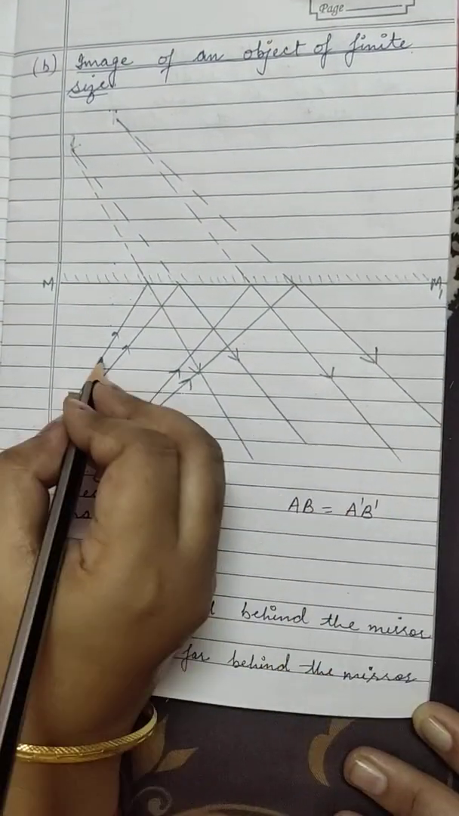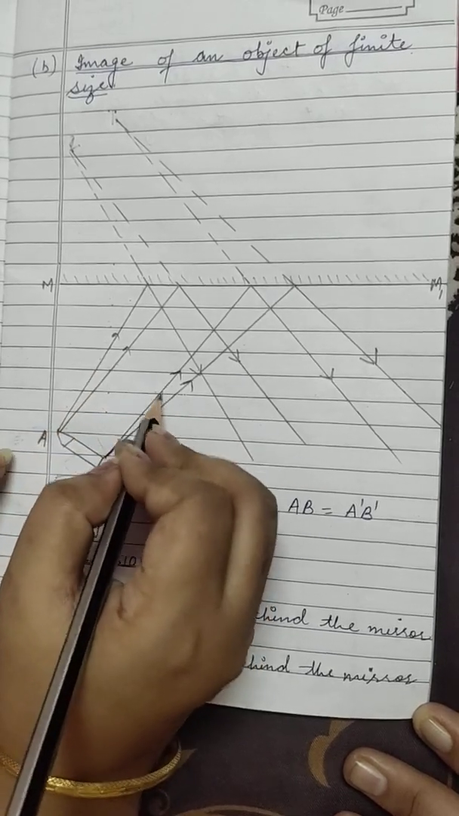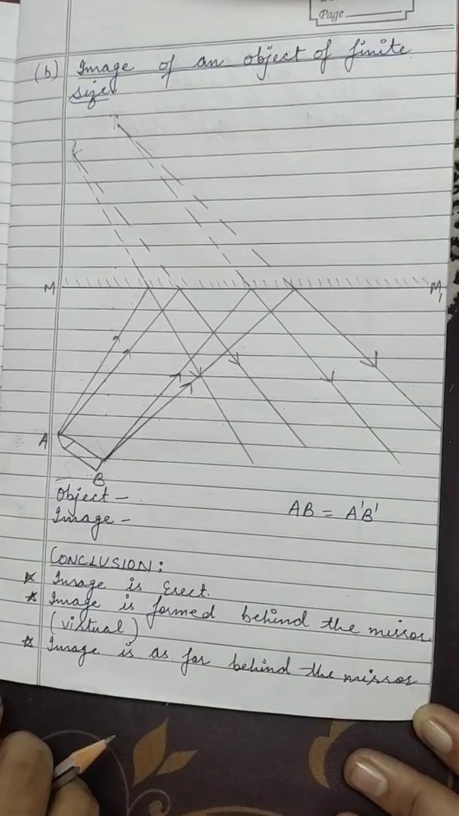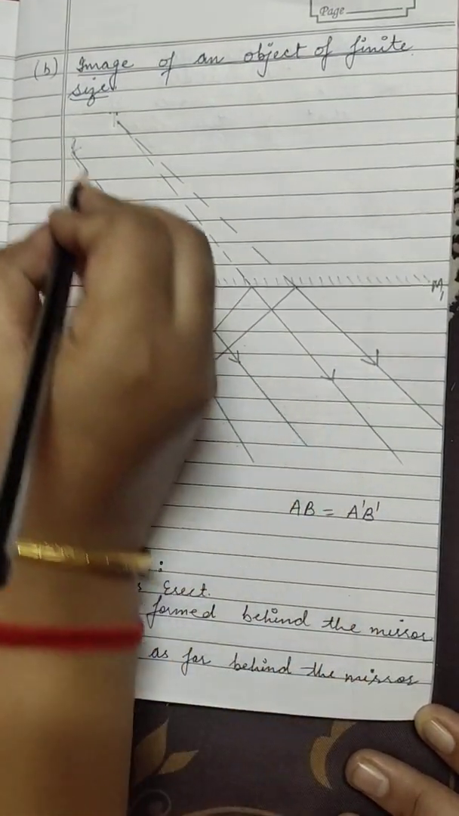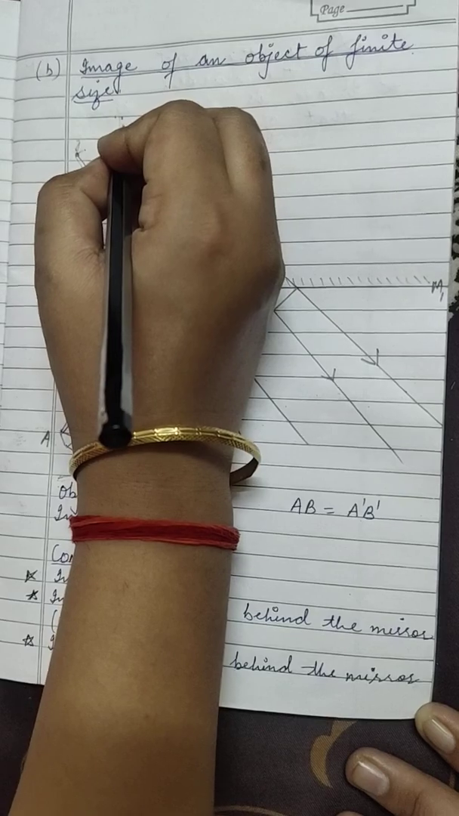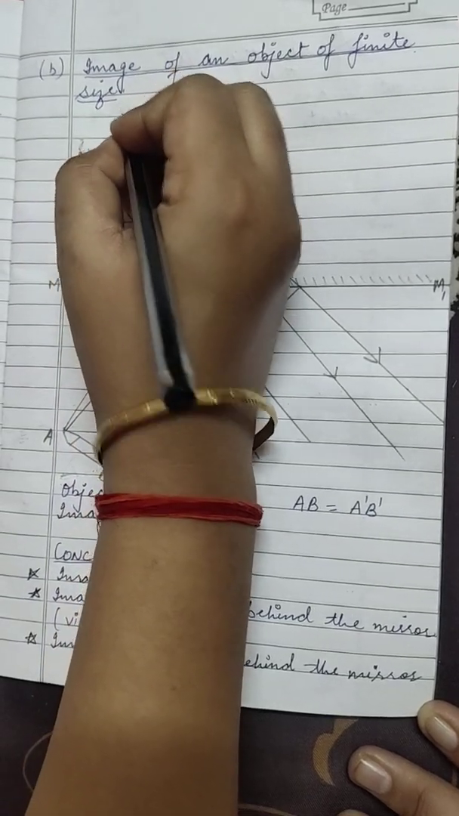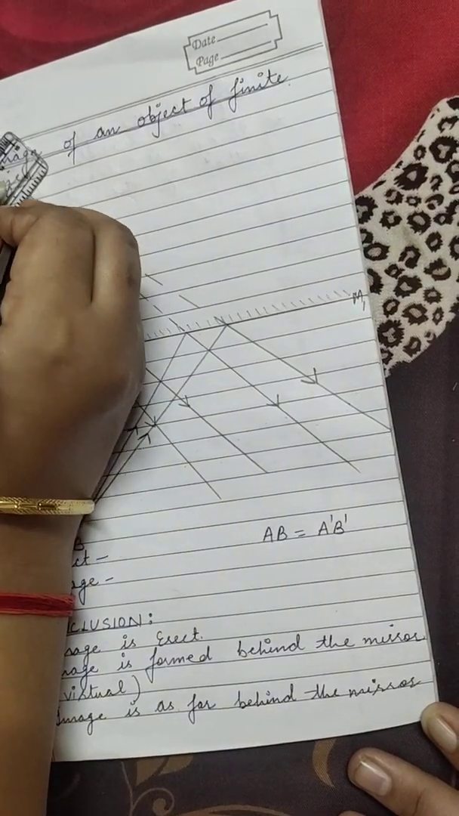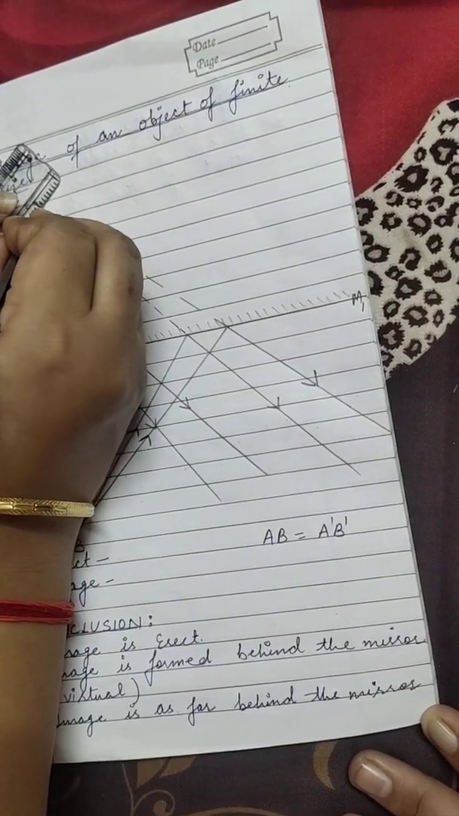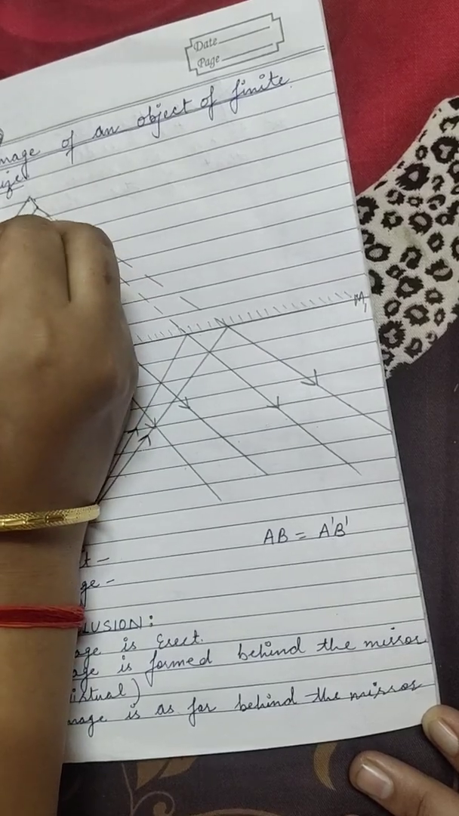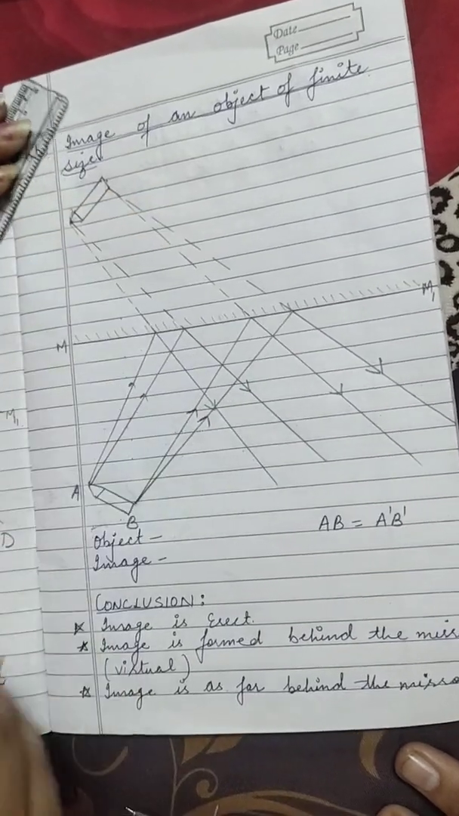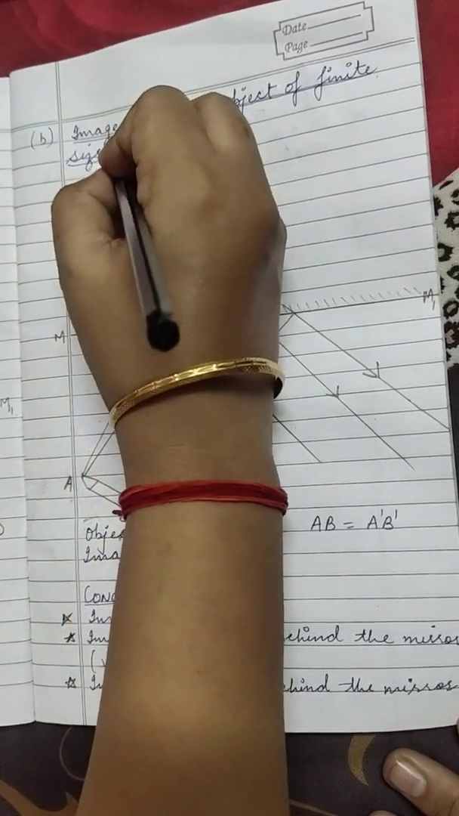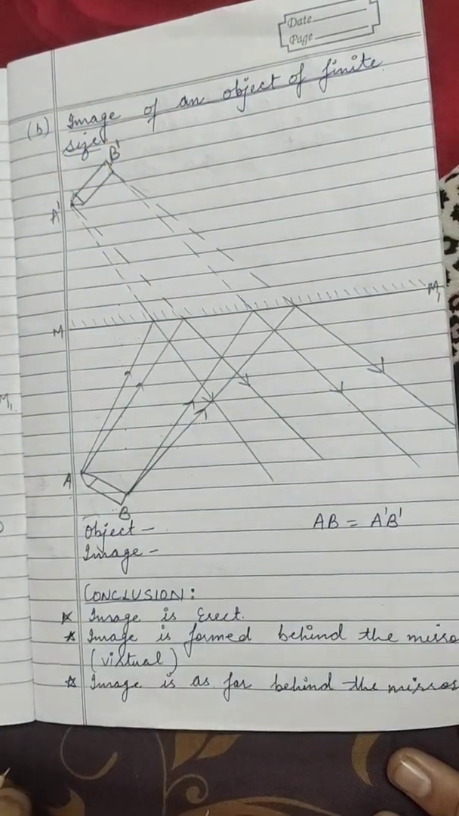So you can see these four are the incident rays, and these four are the reflected rays, and when produced backward they will meet at a point, and that will give you the image of the object. So this is your object AB, and this is your image A dash B dash.